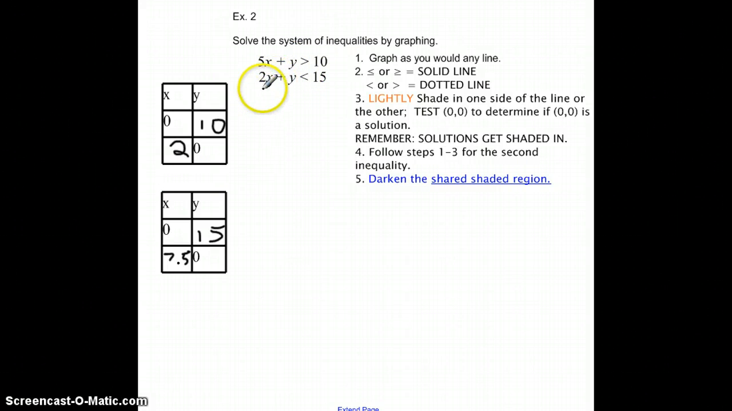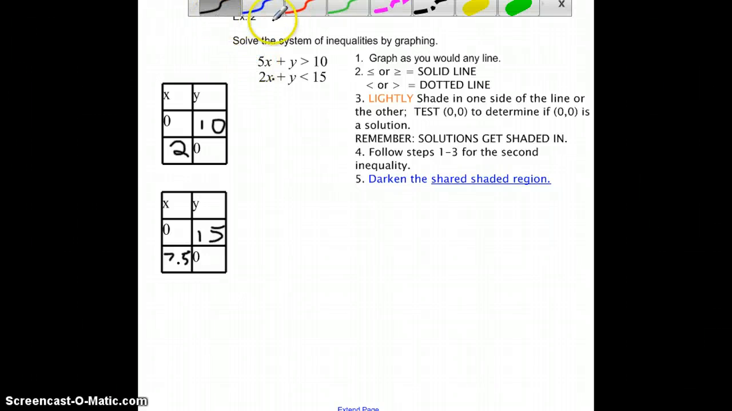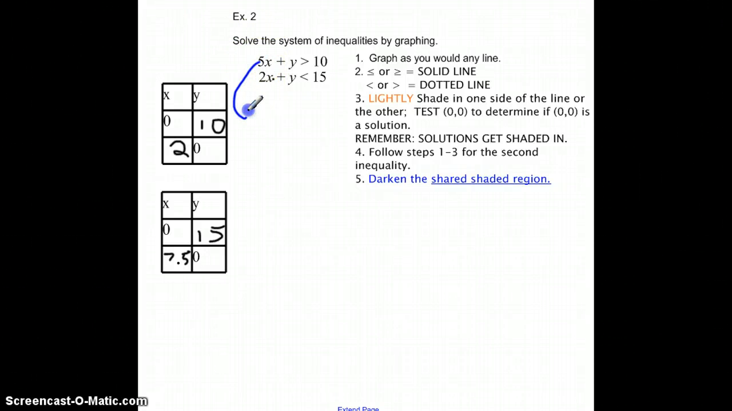Let's do a test. If we test this first line, right over here, plug in 0, 0. So you got 5 times 0 plus 0 is greater than 10. I don't want to skip too many steps here. So we get 0 plus 0 is 0 greater than 10. Well, obviously, it's not true. It's false.